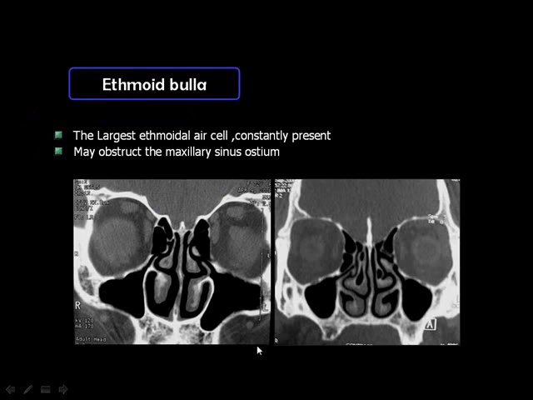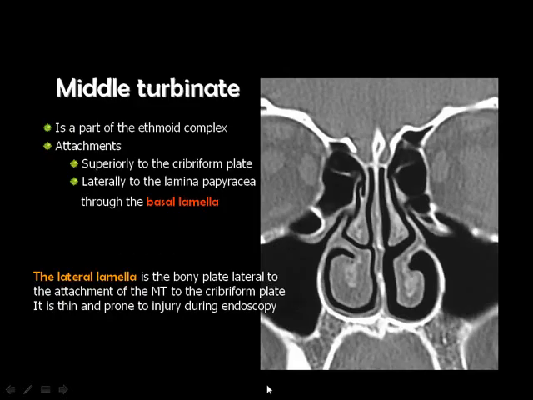The ethmoidal bulla is the largest ethmoid air cell that has intimate relation to the osteomeatal complex. And this is the site of the osteomeatal complex, and here you can identify the ethmoid bulla, which is the largest ethmoid air cell intimately related to the osteomeatal complex. This is the ethmoid bulla.